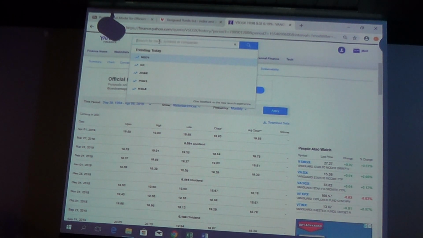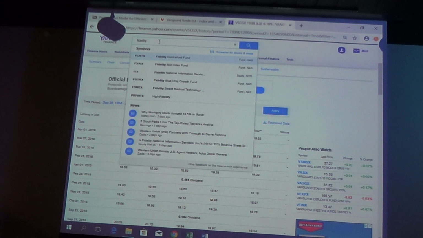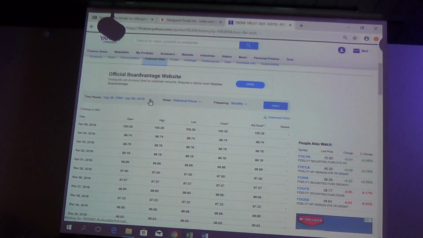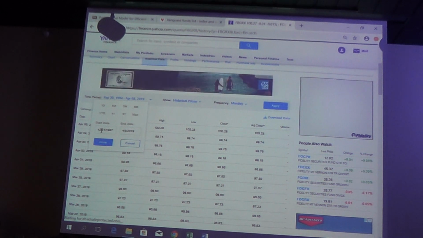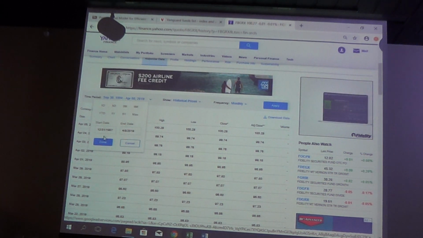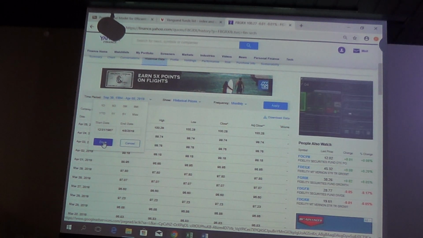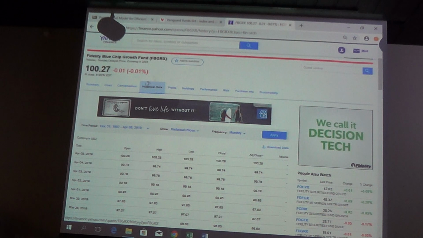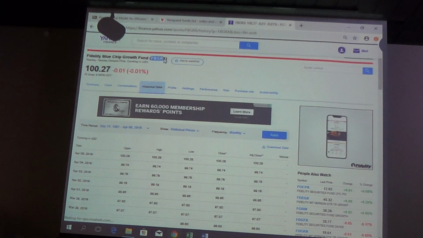Boy, see if I can find one. Fidelity. Let's try the blue chip growth. I don't know anything about that one. Let's do max. Goes back to 87, so 12/31/87. Right, that's pretty good because that's exactly what mine is. Anybody know this one? Blue chip, whatever. All right, so I picked a fund, and it looks like it has enough history.